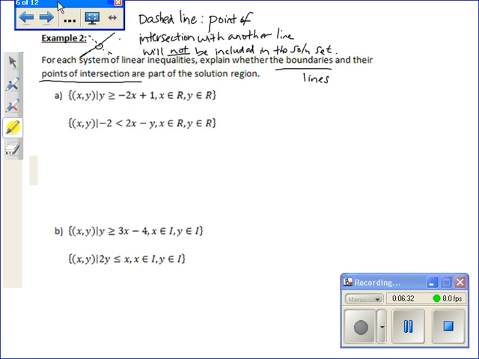Well, if I look at this first one, it says that the points x and y, for this linear inequality, y is greater than or equal to negative 2x plus 1, where x and y are all real numbers. That real numbers is important to me. It tells me that when I graph this, this is going to be a solid line. It's solid because of that equal sign and because we have real numbers.